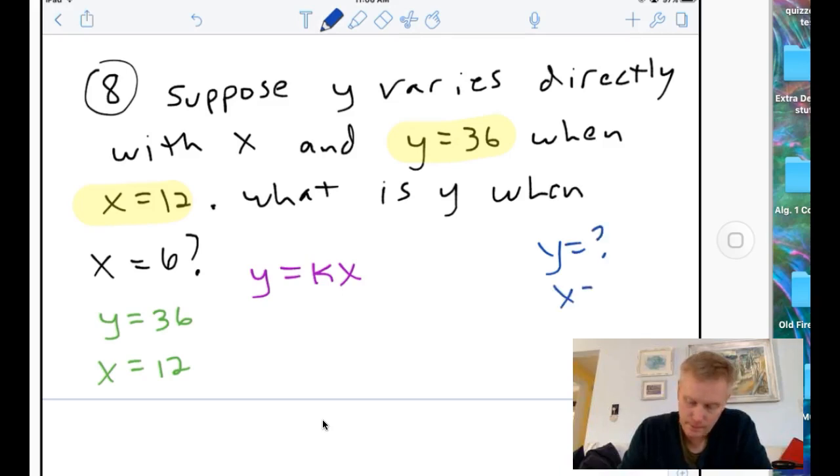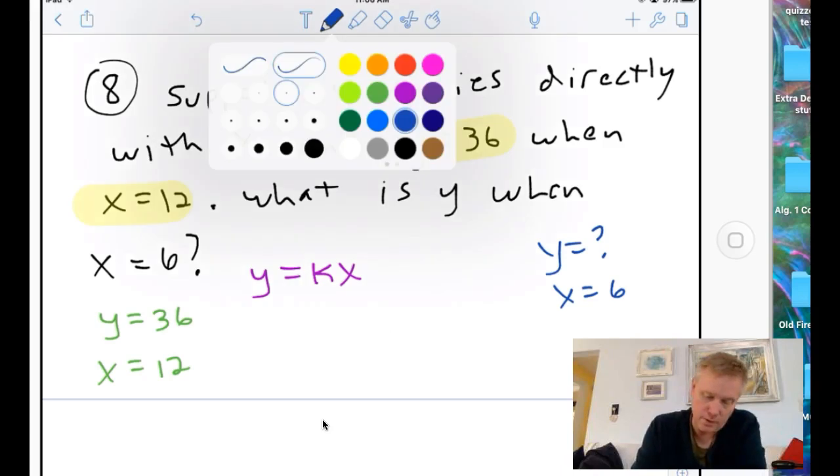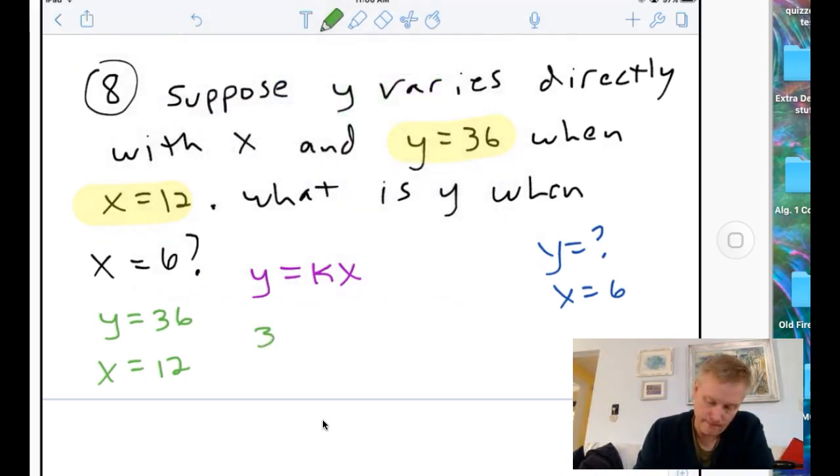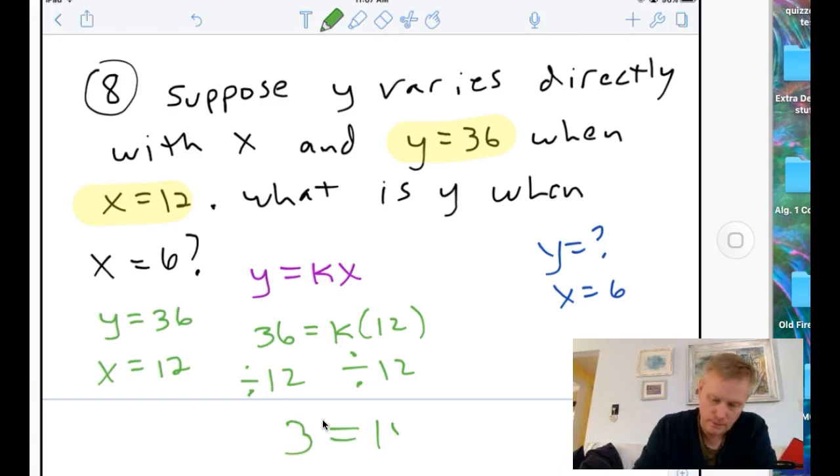Alright, so if I plug the 36 and the 12 in first, 36 equals k times 12. Divide both sides by the 12 to get k alone. And I get k equals 3.